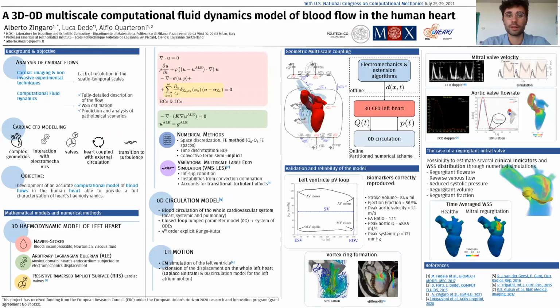Finally, we consider the case of a regurgitant mitral valve, allowing us to estimate some clinical indicators and to compare the time average wall shear stress distribution of the left heart with a healthy case, in order to quantify the severity of the examined pathology.